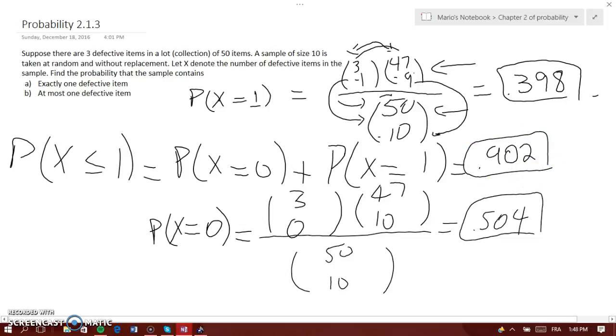And that's it. We are going to do more examples on that, so you guys can understand how to tell when a problem is about hypergeometric.